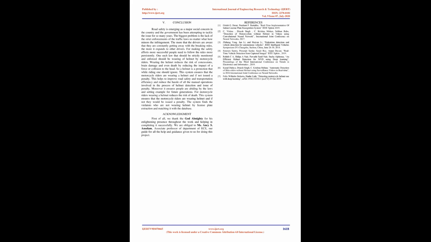Moreover, it ensures people are abiding by the laws and setting an example for future generations. For motorcycle riders, wearing a helmet reduces the risk of death. This system ensures that the motorcycle riders are wearing a helmet and if not, they would be issued a penalty. The system finds the violators who are not wearing a helmet by license plate extraction and matching it with the database.